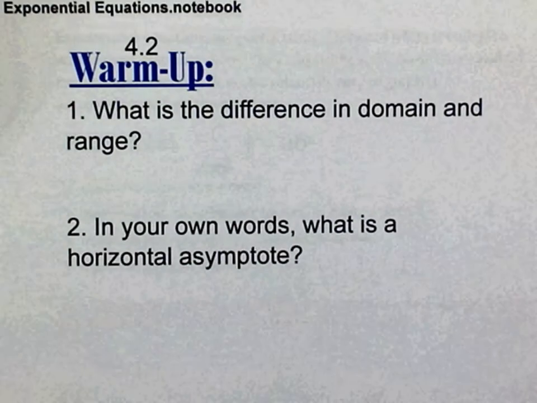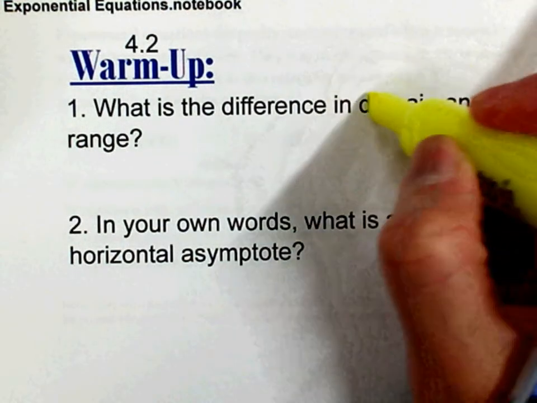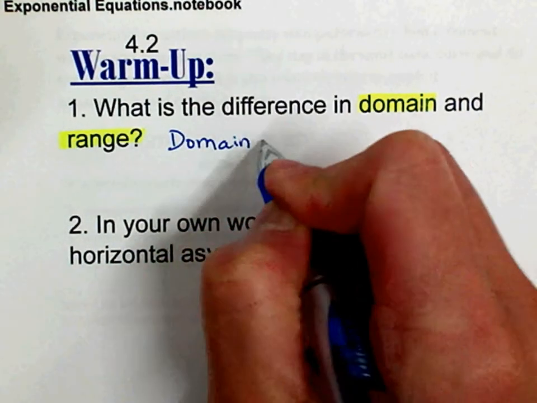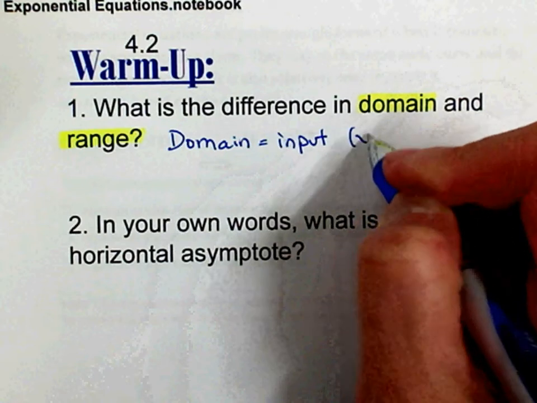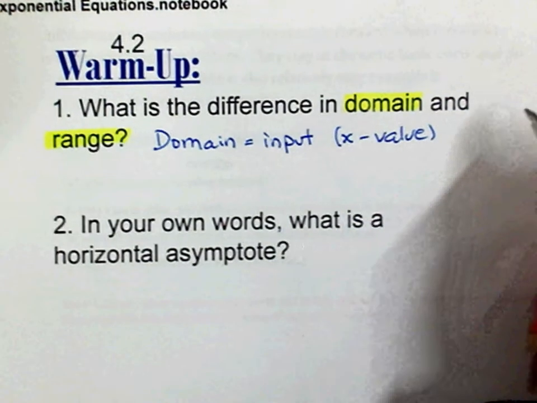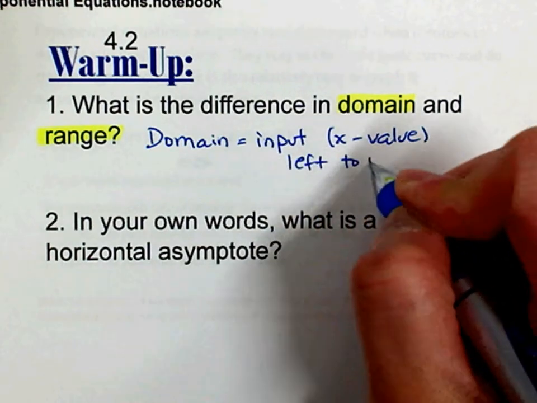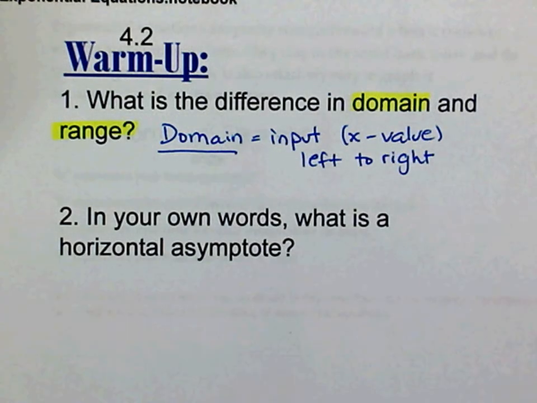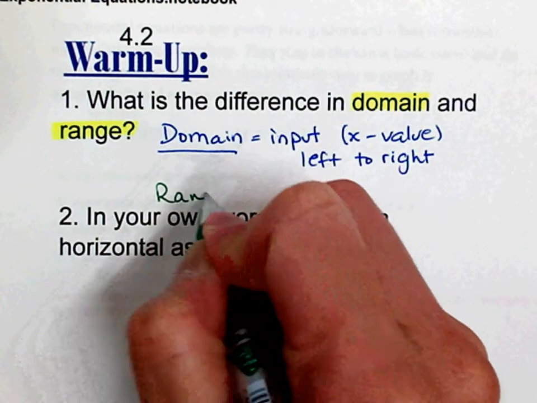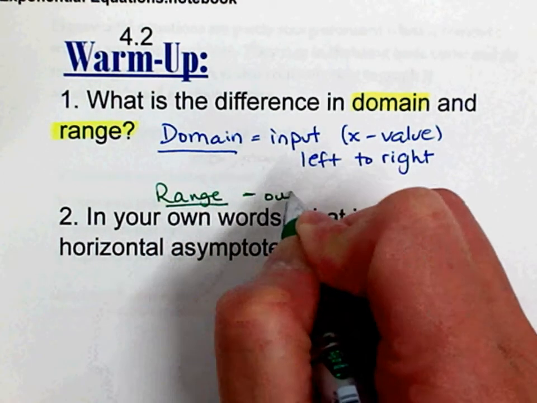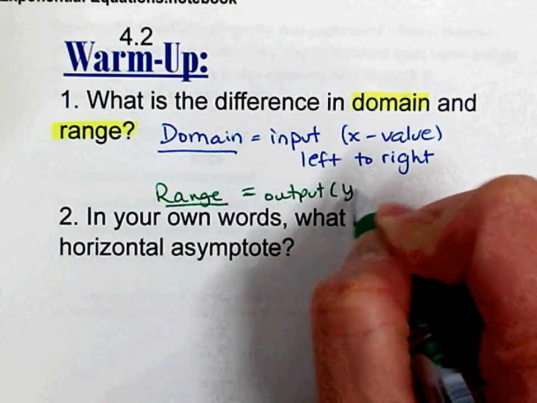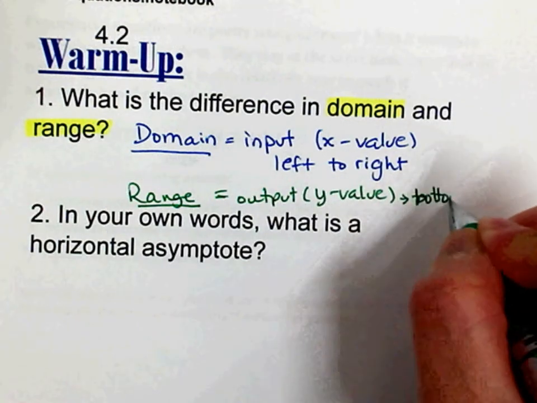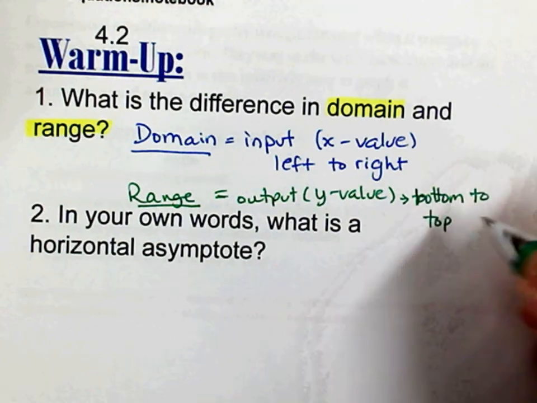The warm-up says, what is the difference between domain and range? Okay. Your domain is the input. What you put in, it is always your X value, and you also read it from left to right. That is a domain. Okay. Your range is the output. It is your Y value, and the way you read that is from bottom to the top, floor to the ceiling. Okay, floor to the ceiling.